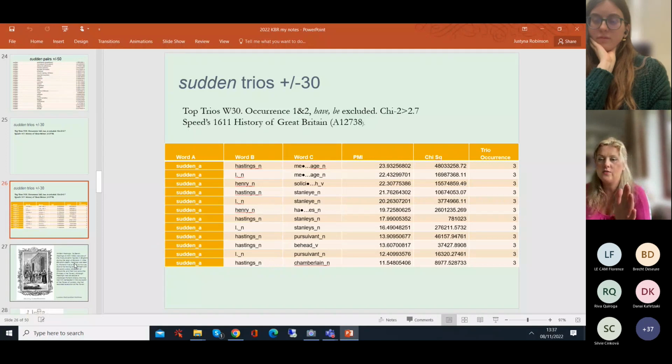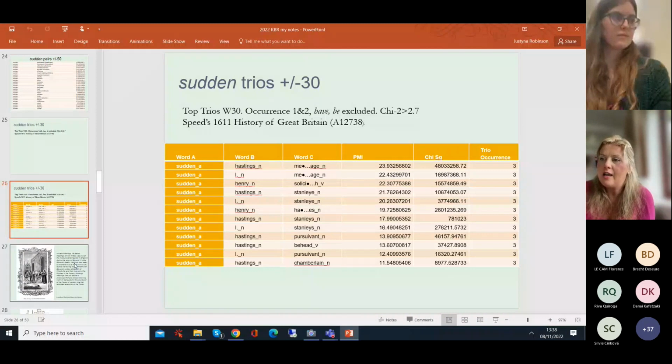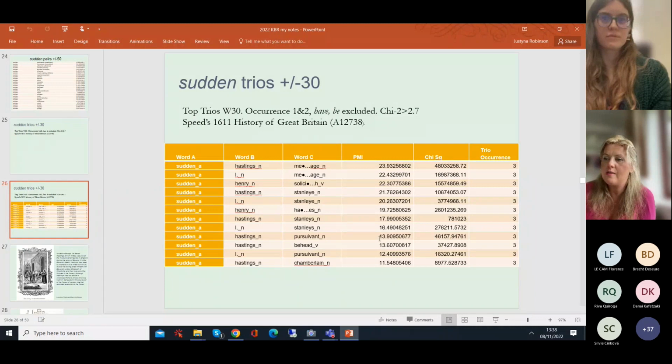So I said to the processor, keep "sudden" as the first word, and then you can vary word B and C, the second and third word. But give me the most characteristic trios in this text as against the larger corpus, because you need that kind of reference. And those results come with very high PMI. You see the PMI of 23, 22. So these are very high PMIs here. There is some raw frequency here and chi-square.